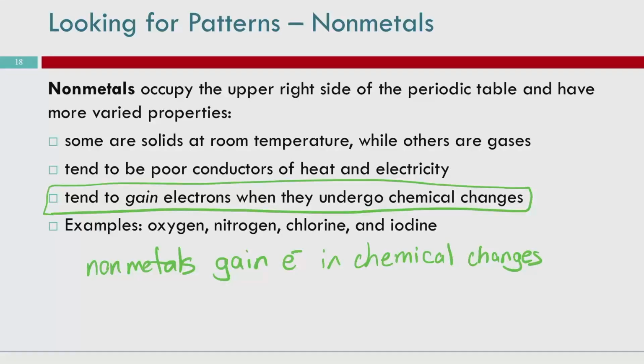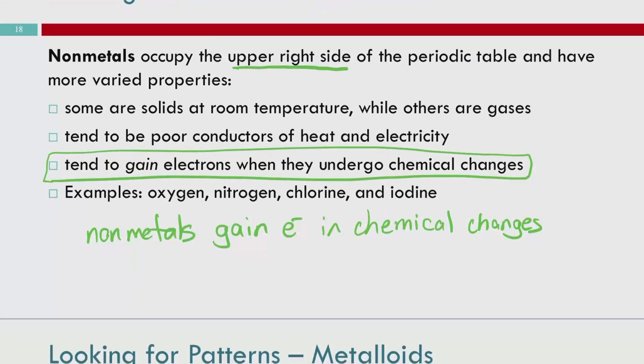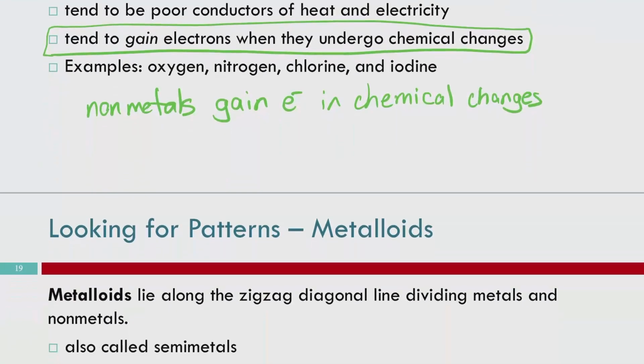Again, arguably the most important thing on this slide. Know where they are, they're the upper right side, and they gain electrons. If you gain an electron, what's the charge on an electron? Is it positive or negative? It's negative, so if you gain a negative charge, what's your charge? Negative. You've added a negative, so it's more negative. So our nonmetals are going to tend to have negative charges when they gain electrons in chemical changes.